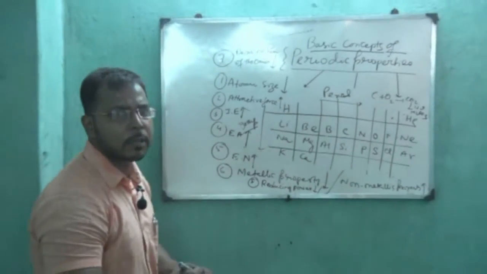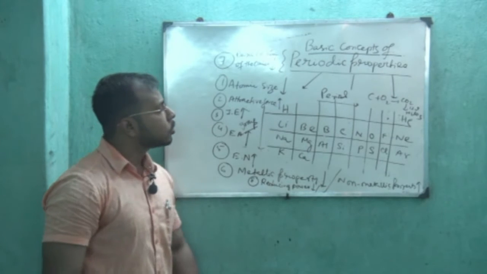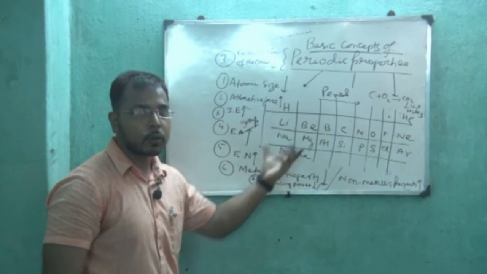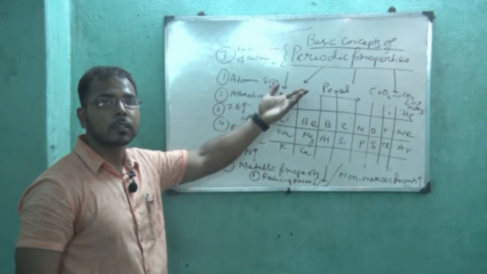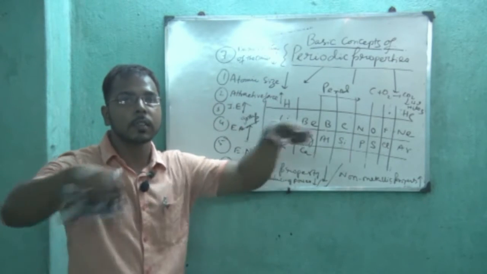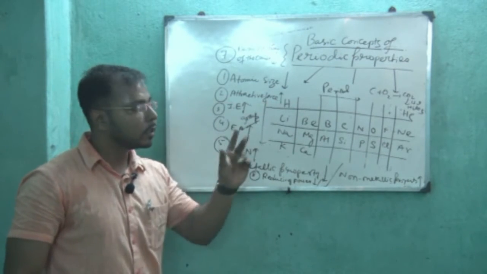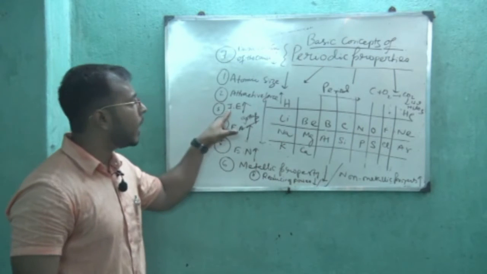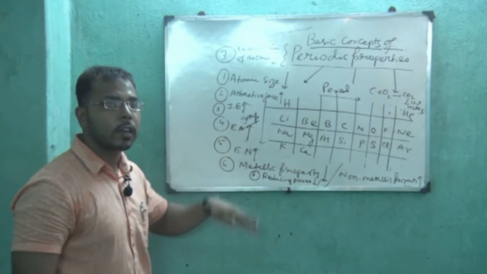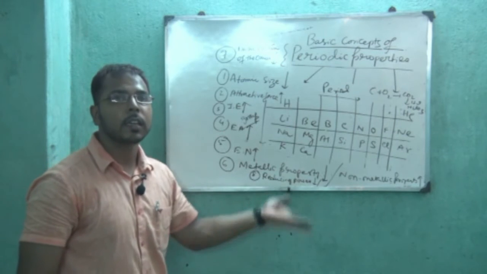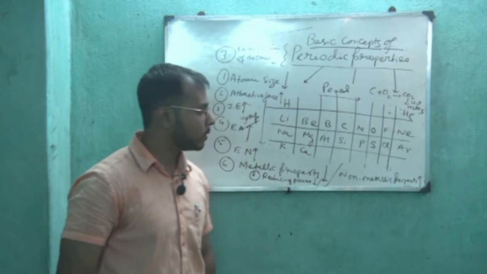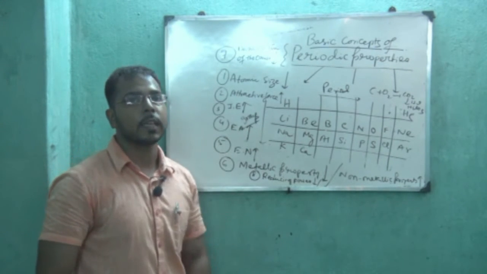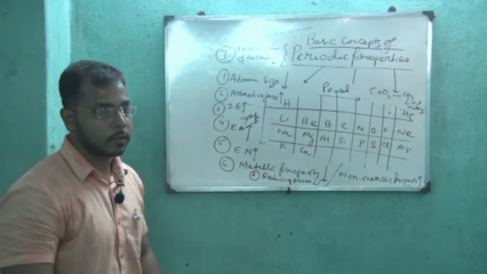But there are some exceptions we will discuss. If we move down a group, from top to bottom, then this factor will be reversed. That means atomic size increases, so attractive force decreases, so it will have a tendency to remove electrons. That is why ionization energy decreases, electron affinity decreases, metallic property increases, and non-metallic property decreases. So if we move down a group, the reverse factor will be observed.